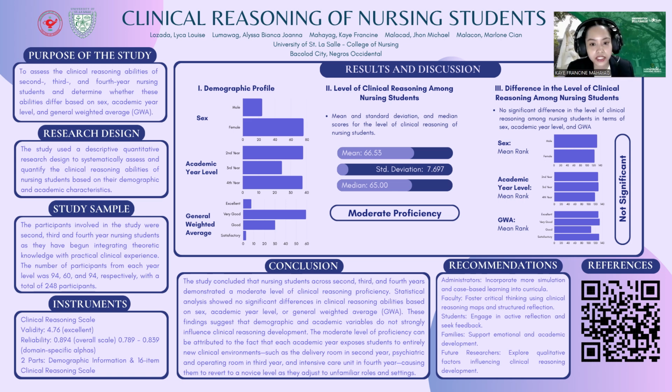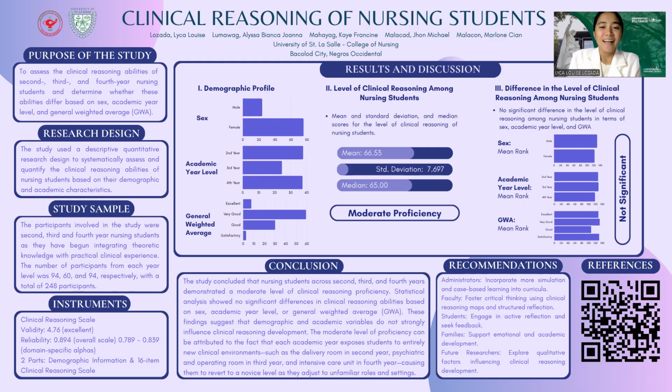Next, for the level of clinical reasoning among nursing students, data indicated that the mean score is 66.53 with a standard deviation of 7.697, indicating a moderate level of proficiency in clinical reasoning, showing an adequate level of competency but may have gaps in specific areas requiring improvement. And there is no significant difference in the level of clinical reasoning among nursing students in terms of sex, academic year level, and GWA. It implies that whether nursing students are male or female, in second, third, or fourth year, and having either satisfactory, good, very good, or excellent GWA, they all have a moderate level of proficiency in clinical reasoning.